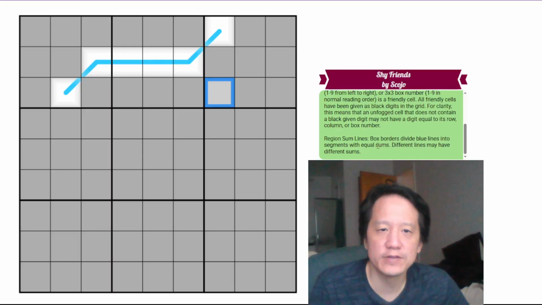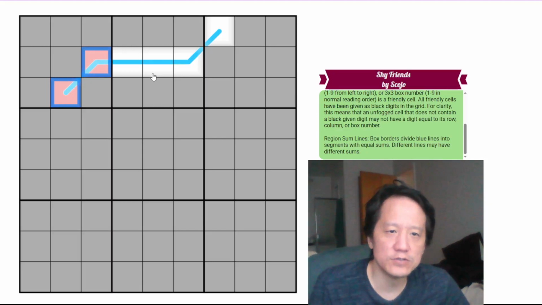So that's an example of how friendly givens work. And finally, we have region sum lines, where box borders divide blue lines into segments with equal sums. Different lines may have different sums. So, for example, these 2 digits must equal the same sum as these 3 digits, which must equal the same sum as this 1 digit. So this is equal to the sum of these 3, which is equal to the sum of these 2 digits here.